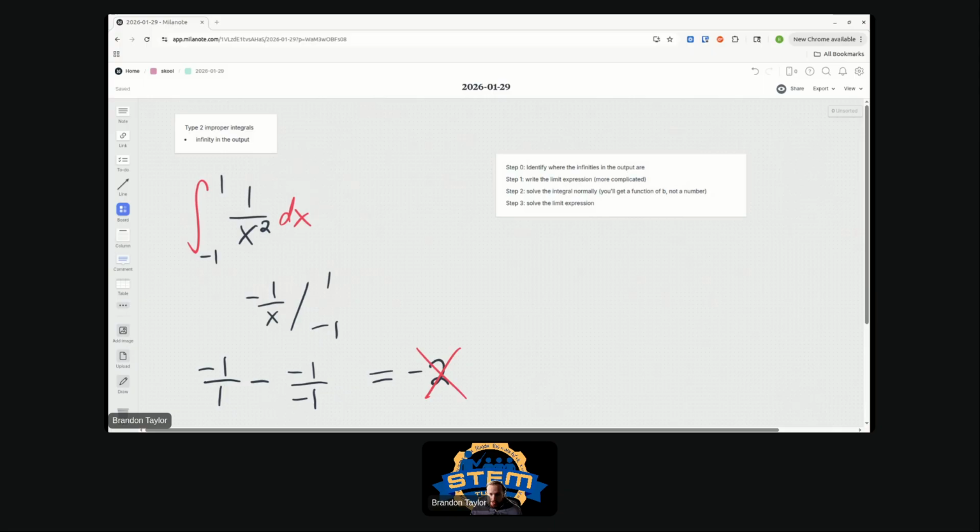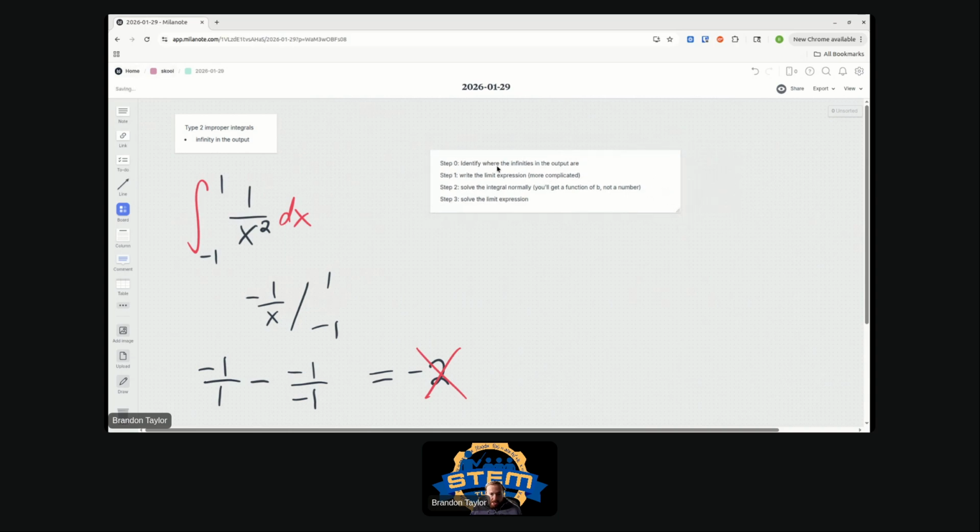But these are very sneaky, right? They're not like type 1 improper integrals. You see an infinity in the input of those. Here you do not see the infinity. You have to think about it and check for it without being reminded. That's honestly the trickiest part of these to even recognize. That's what I mean by step 0 here, to even recognize that it is an improper integral.